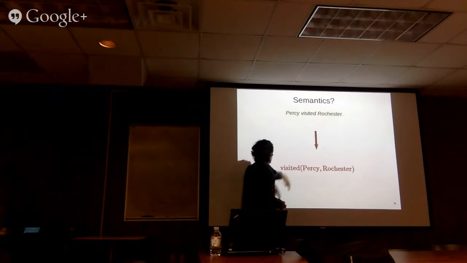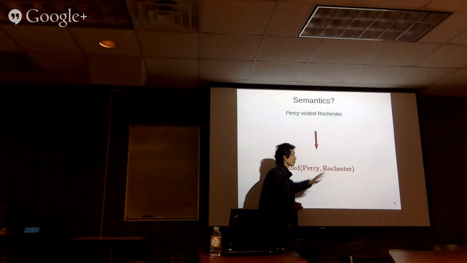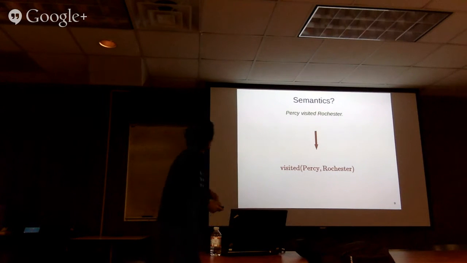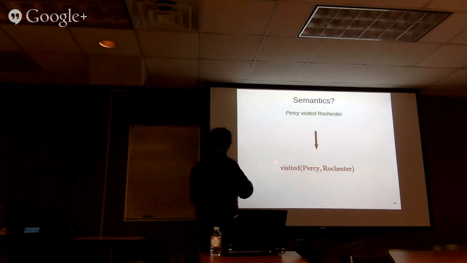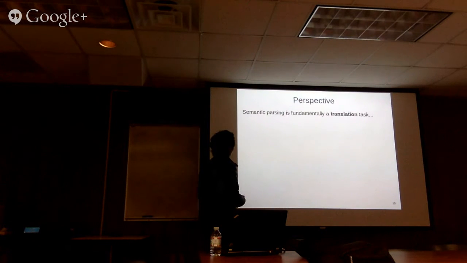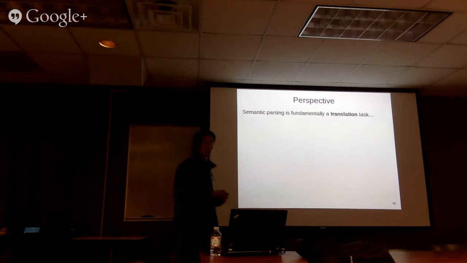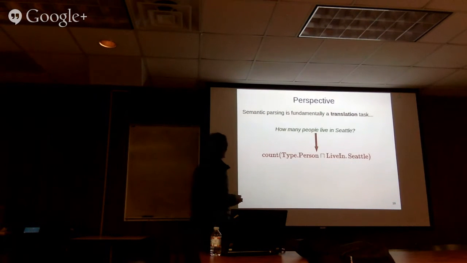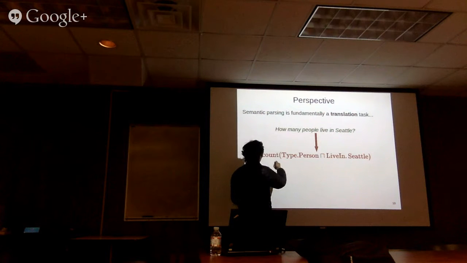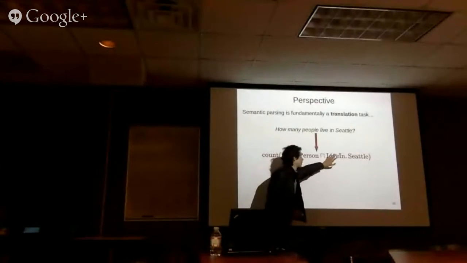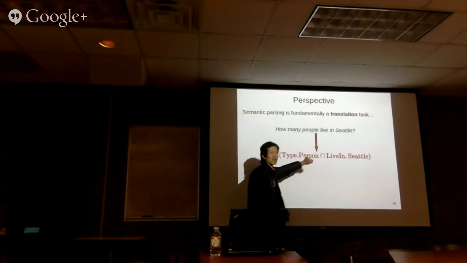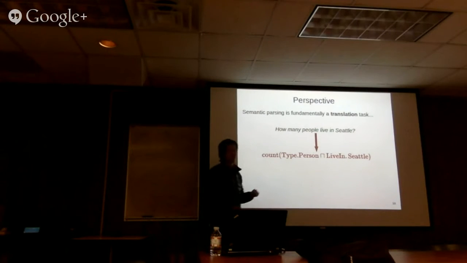And here you can see that there's a predicate visited taking two arguments, Percy and Rochester. But actually, in practice, what we deal with is not examples like this, but things which are more complicated. To give you an example, here is a reasonable way to interpret how many people live in Seattle. You take a set of people, a set of things that live in Seattle, you intersect them, and you count how many things are in the set, right?